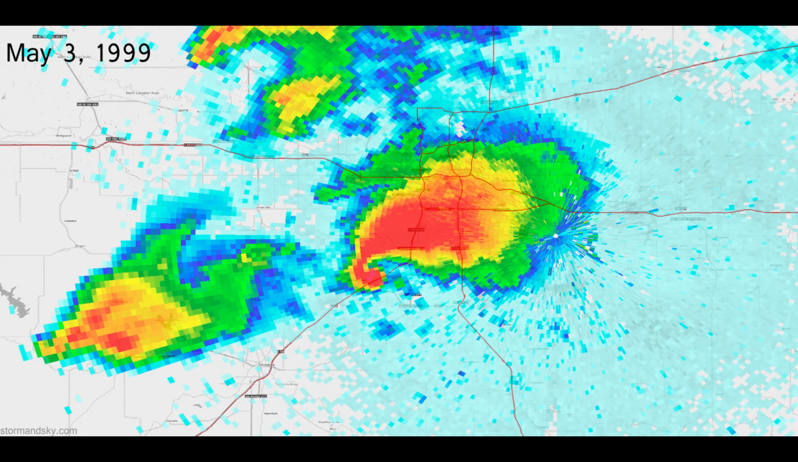Now if we take a look at the May 3rd, 1999 Moore, Oklahoma tornado, you can see this very pronounced hook at the rear of the storm. And in the middle of that ball of reflectivity is where the tornado is.